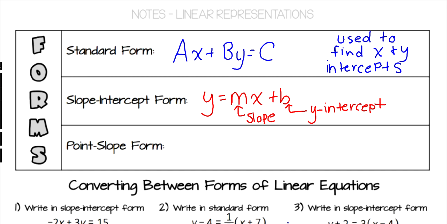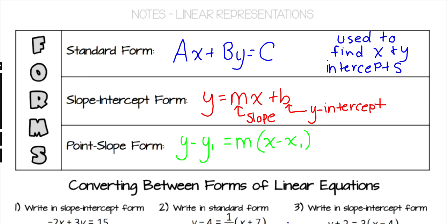The final form we're going to talk about today is point-slope form. So point-slope form is a little longer. It looks like this: y minus y1 equals m times the quantity x minus x1. So that's point-slope form, a little bit longer than the other forms. There's two things going on here, just like the name says. We're given a point and we're given the slope in this equation.